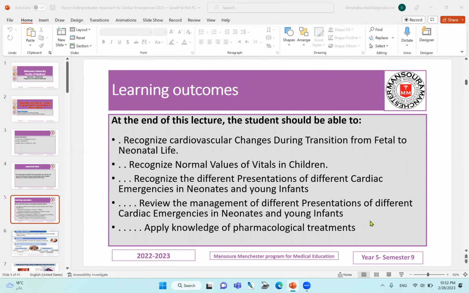Learning outcome. At the end of this lecture, the student should be able to recognize the most common cardiovascular changes during the transition from the fetal to neonatal life, recognize the normal values of the vitals of children, recognize the different presentation of different cardiac emergencies, review the management of different presentation of cardiac emergencies in neonatal and young infants, and apply the knowledge of pharmacological treatment.